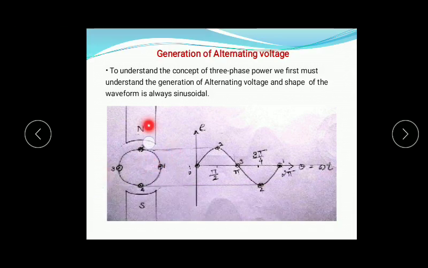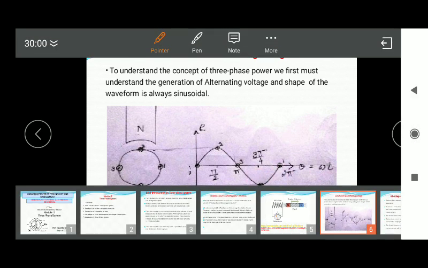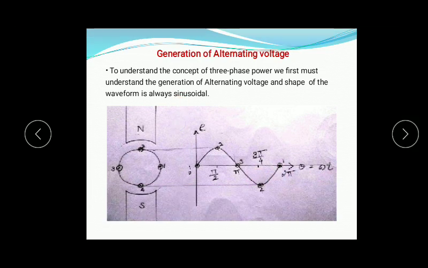At position number 2 and 4, we have maximum EMF. So you can see at 2 and at 4 we have maximum EMF, and at 1 and 3 we have no EMF, it is 0. So that is why for alternating voltage we get a sinusoidal waveform. It is just for the explanation, we have taken two poles and one single conductor. Right.